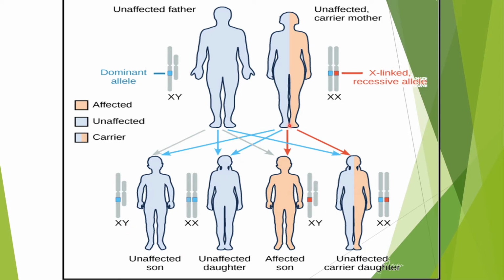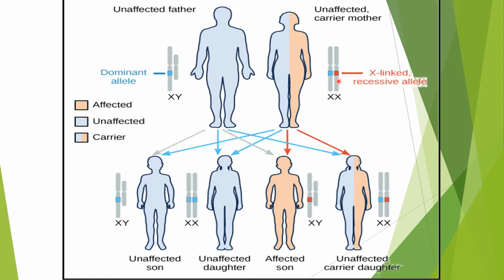Now, what will happen when this X chromosome carrying the recessive allele combines with the normal X chromosome of the father? So this will result in a carrier daughter. So she will be carrying the recessive gene on one of her X chromosome denoted by this red color, but she won't be showing symptoms of this disorder. So she is a carrier.